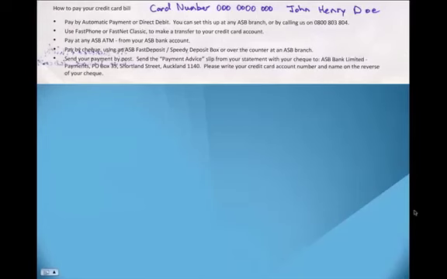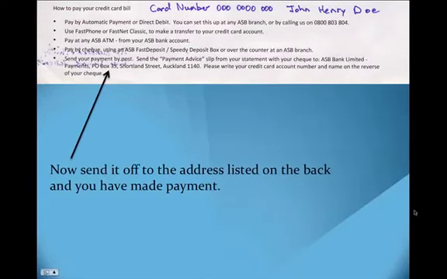Okay, now how to make your credit card payment. Now send it off to the address listed on the back, and you have made payment. There we go, PO Box 35 Shortland Street, Auckland. Okay, so this, it says up the top there, right up there, how to pay your credit card bill. So if we follow those instructions, we have now paid the bill.